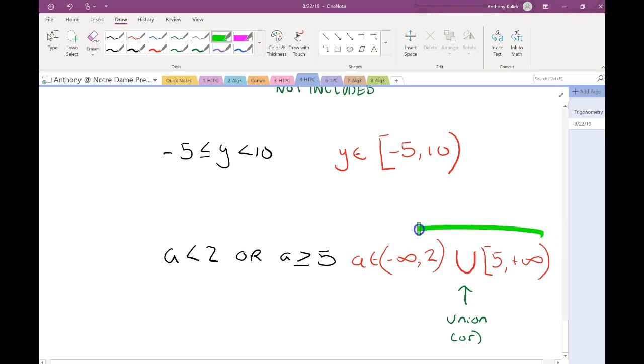No, because we're viewing this all as one set. So you only need one of the A is a member of symbols at the very beginning. Good question.